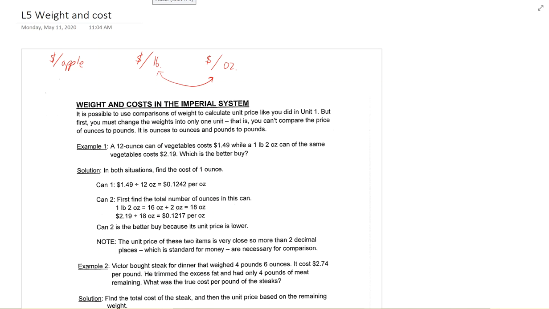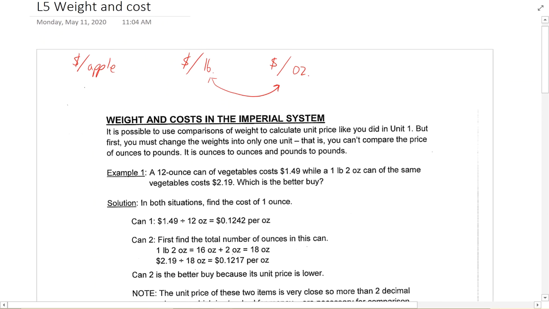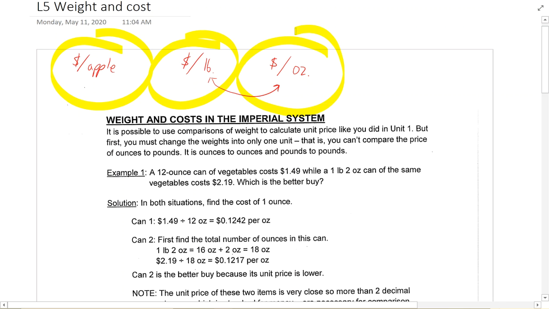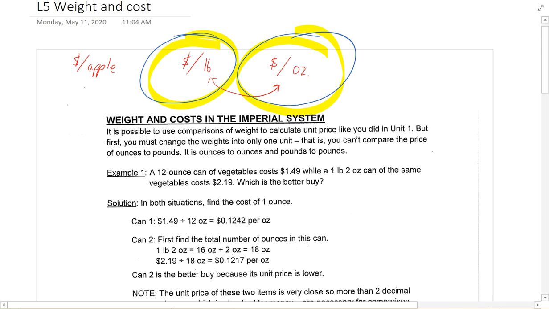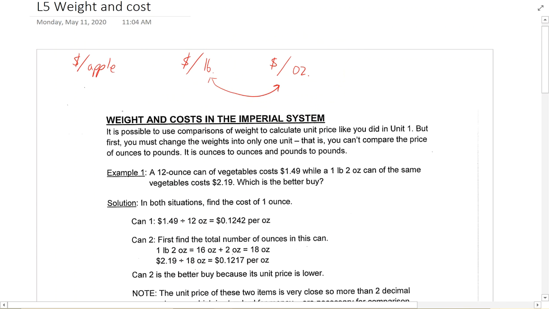Okay, class, today we're looking at weight and cost in the Imperial system. When we looked at the cost per apple, really what we wanted was the cost per pound. But sometimes you have cost per ounce. So sometimes you have to figure out, should I buy the big one, which lists cost per pound, or the small one, which is cost per ounce? We have to compare them, so they must be in the same unit. And that's what we're going to focus on right now.